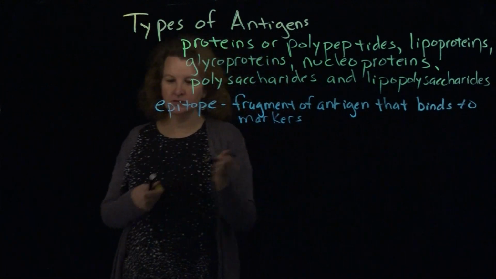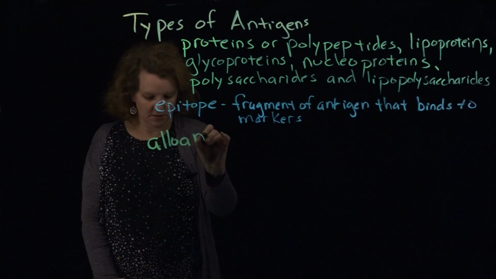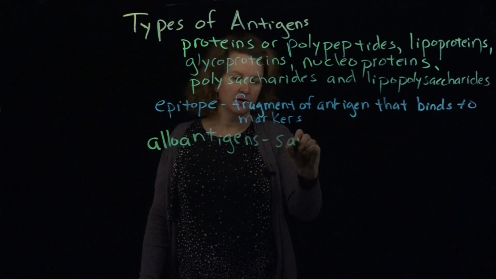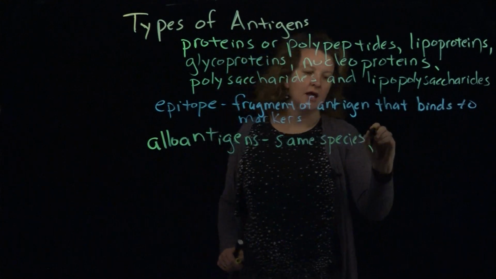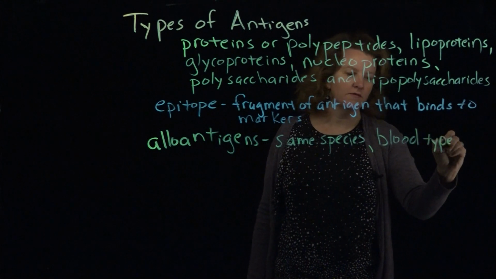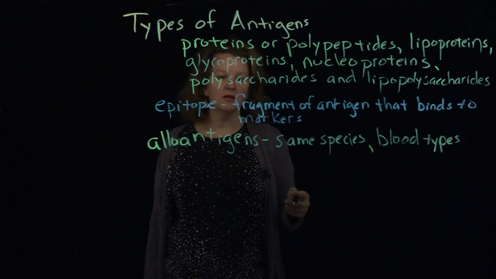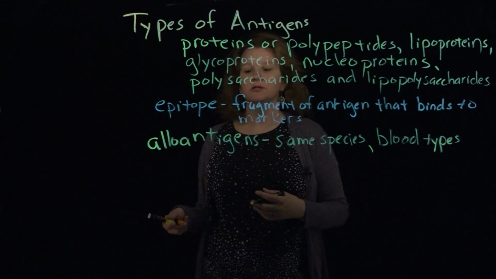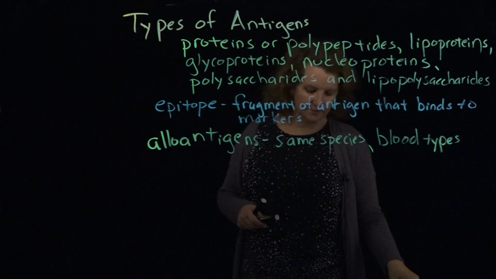We can also talk about alloantigens. And those are same species antigens. And a common one that people are familiar with are the blood types. So human to human, if you are, for example, a type A blood and you get a type B transfusion, it's still human, but your body would recognize that as being antigenic, because you're an A blood type, and so you would ultimately make antibodies against that B blood type.